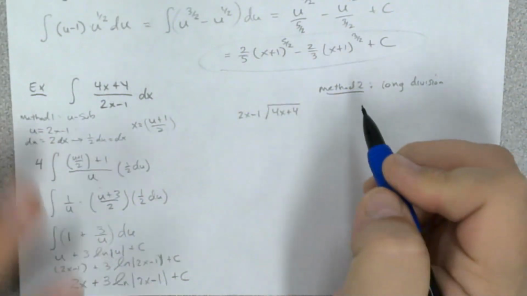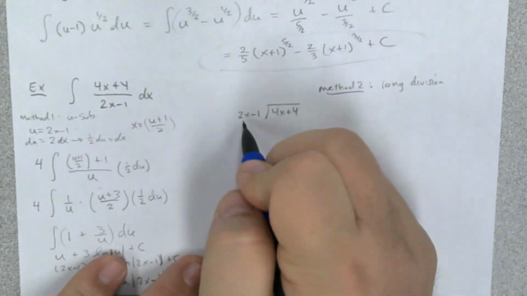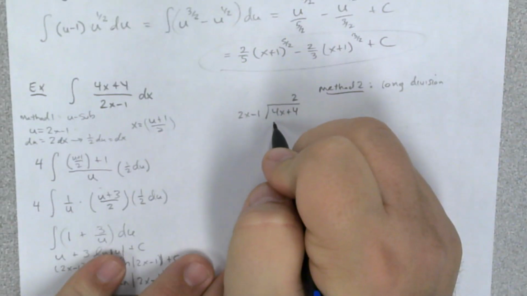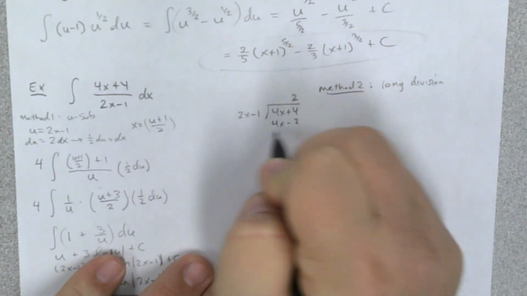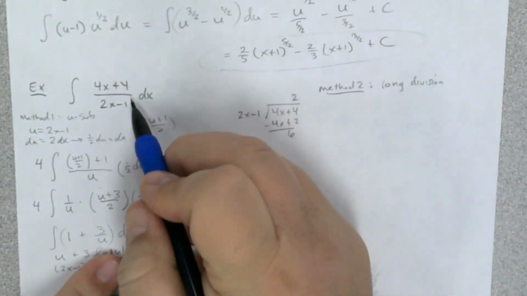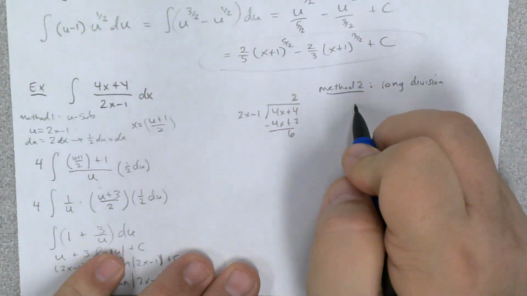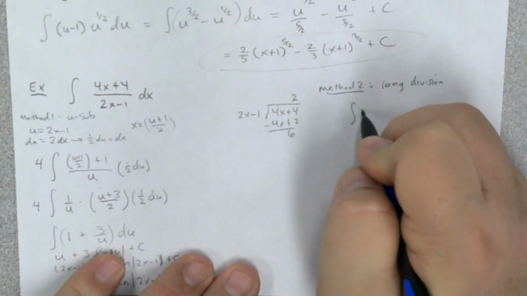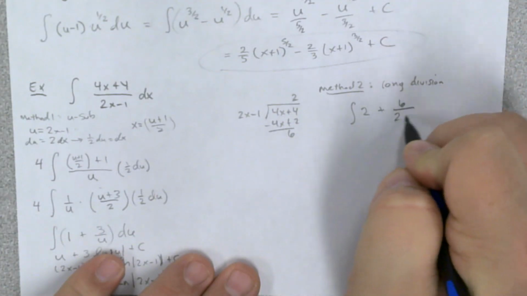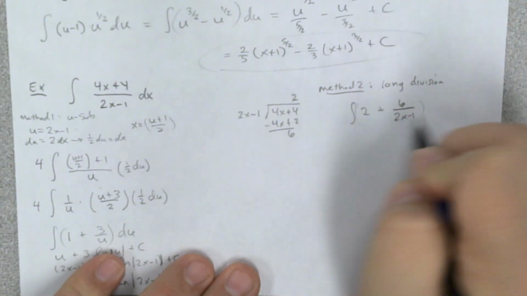So we would take the top divided by the bottom and do our long division techniques that we learned in the previous years, and this is going to be 4x minus 2, change the signs, and I get a 6. That means this expression right here can be changed to be this, 2 plus the remainder over the divisor, dx.